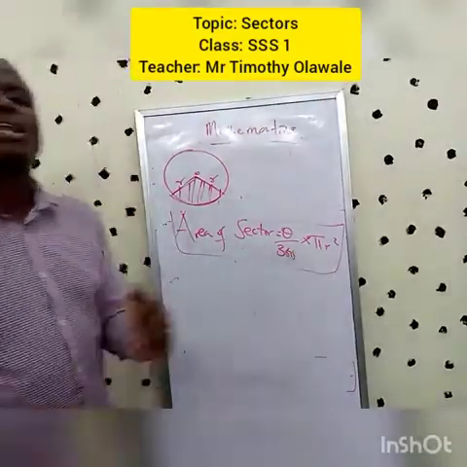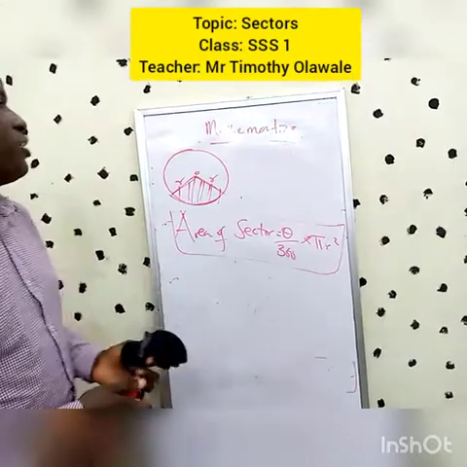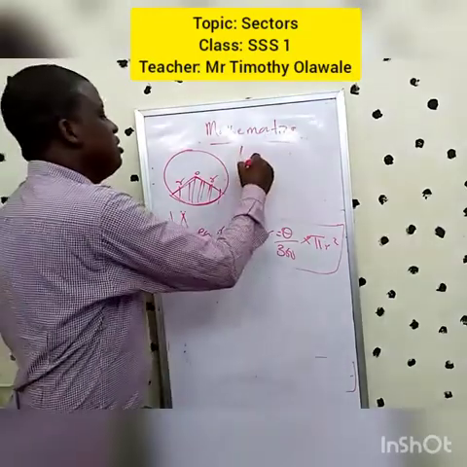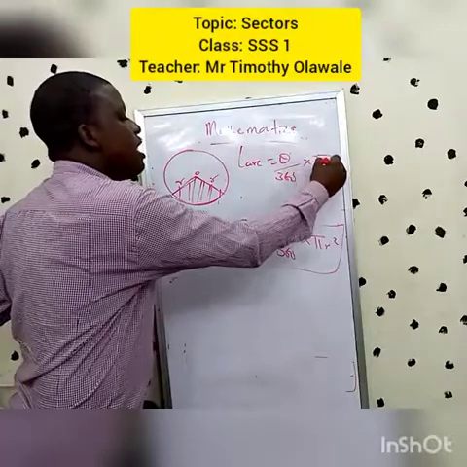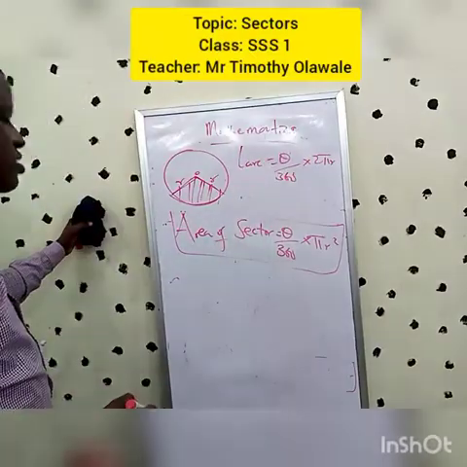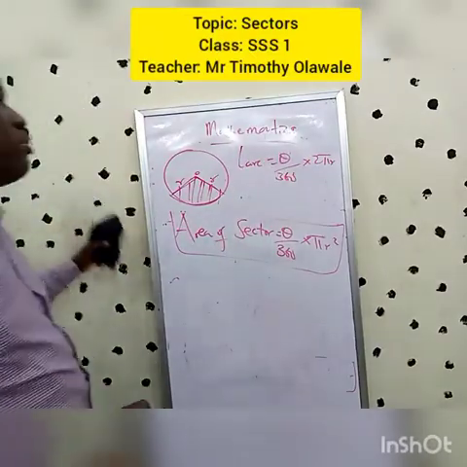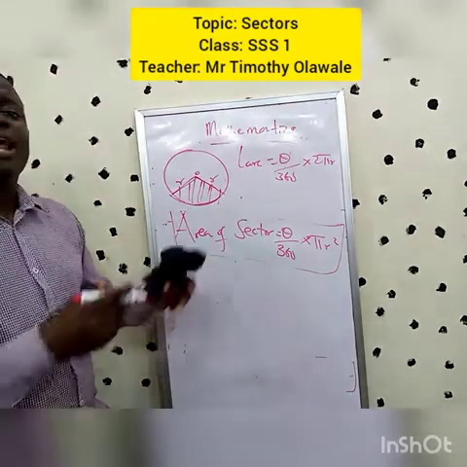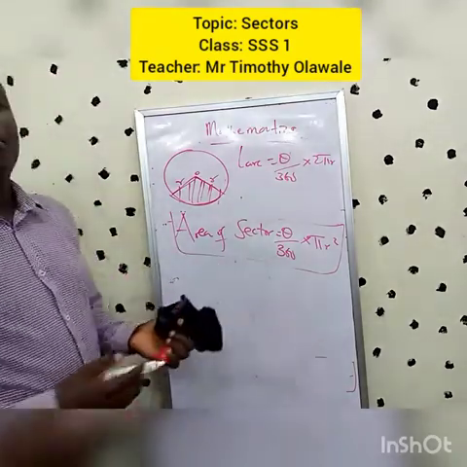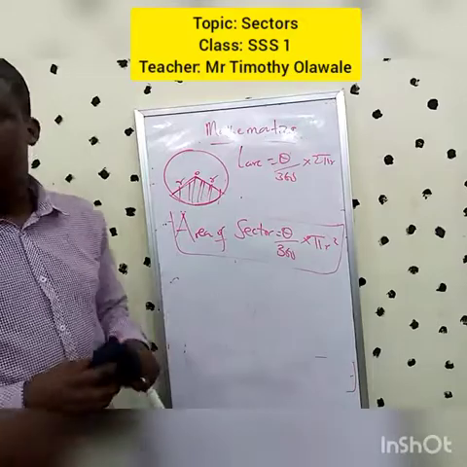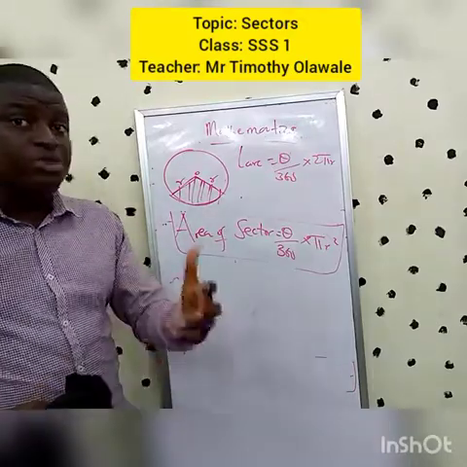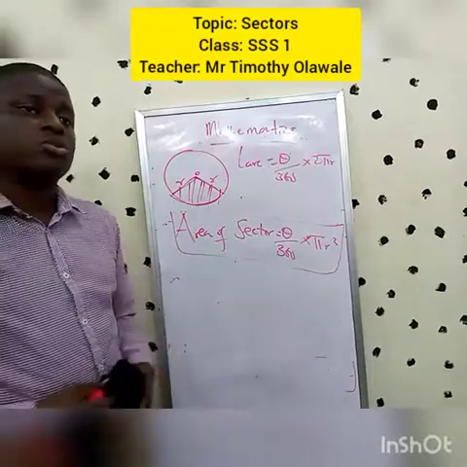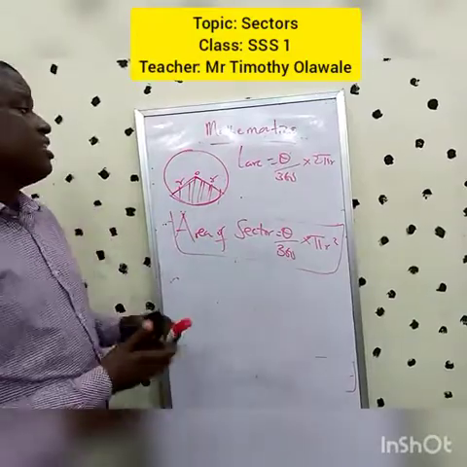This formula is similar to the length of an arc. Length of an arc is theta over 360 times 2 pi r. So it's quite similar, but they are not the same. So you must be able to differentiate between length of an arc and perimeter of a sector. Is that clear? We're going to take one or two examples, and then I'm going to send you a classwork on this area.